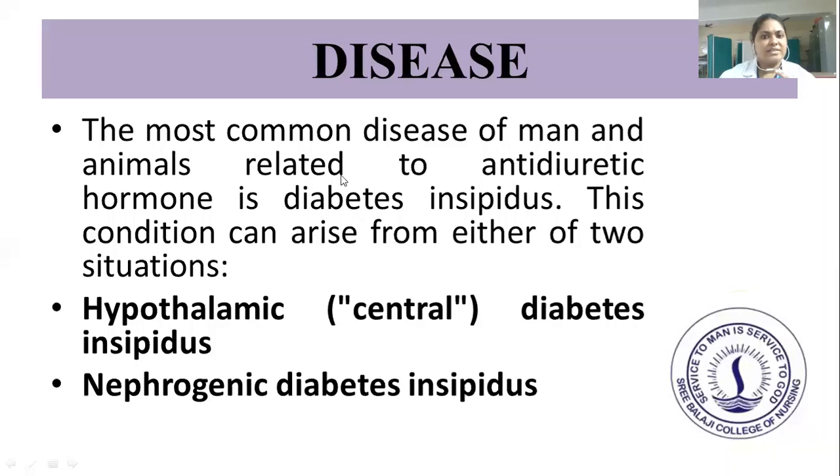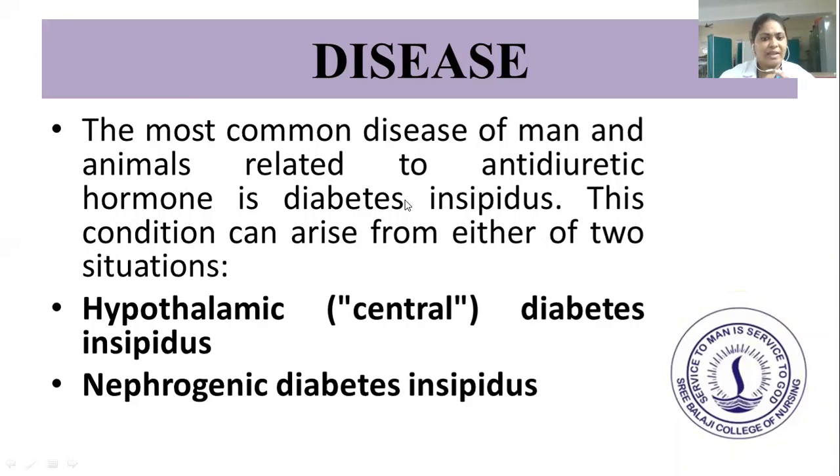And what are the diseases involved in these conditions? The most common disease of man and animals related to antidiuretic hormone is diabetes insipidus. Mostly these antidiuretic hormones are related to the diabetes insipidus condition. It can occur in man as well as in animals. So this condition can arise from either of two situations.